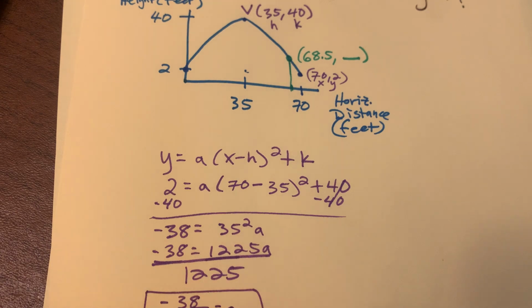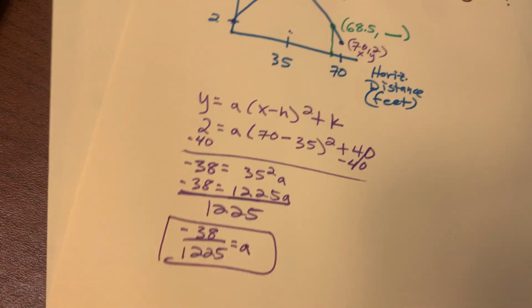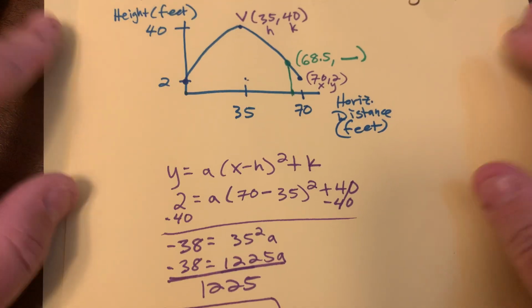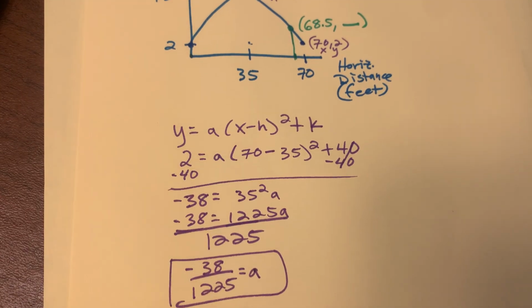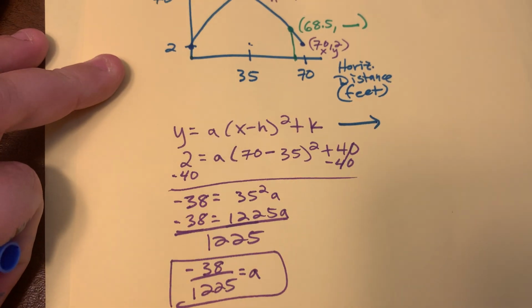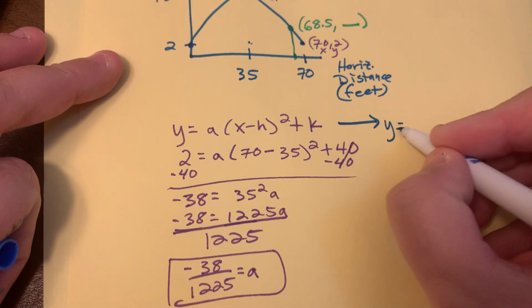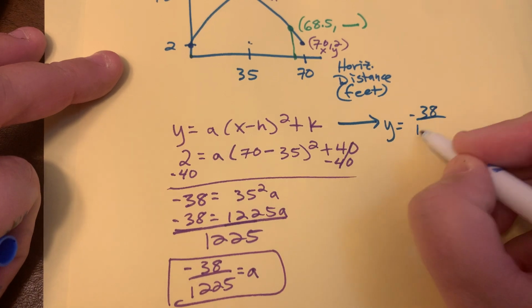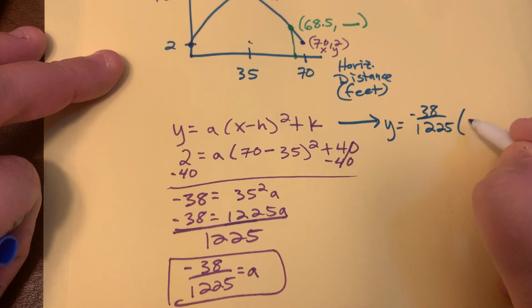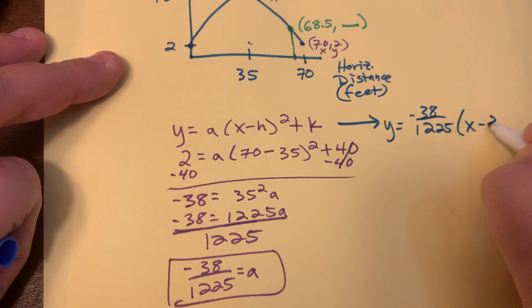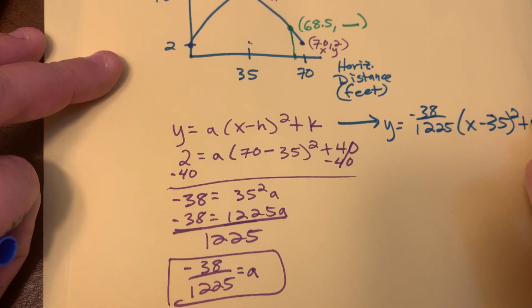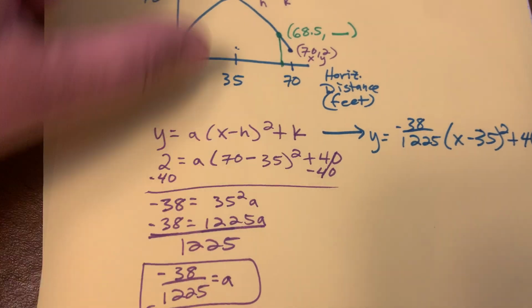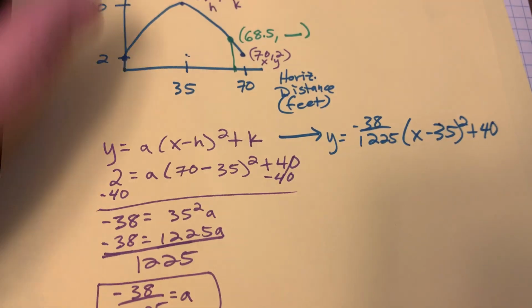to use that to help with an equation. Okay. Ugh, I might need a minute here. Scoot this up so you can see what I'm doing. Okay. We're going to go ahead and throw our a value in, negative 38 over 1225. We have our quantity x minus 35, oh, that's a weird looking 3, squared plus 40. So that is the function I'm dealing with.